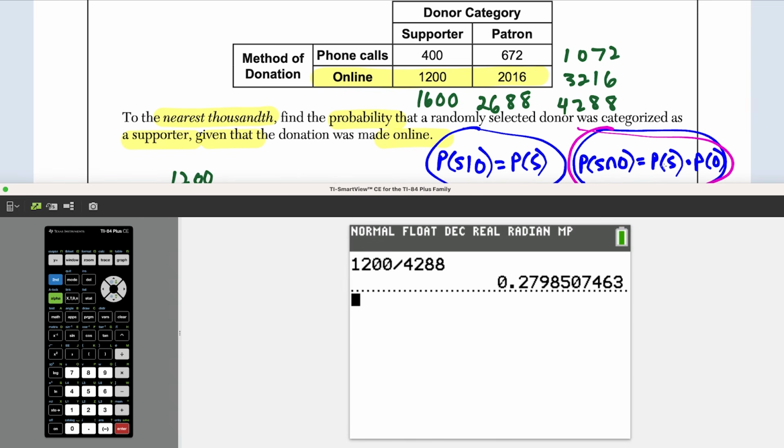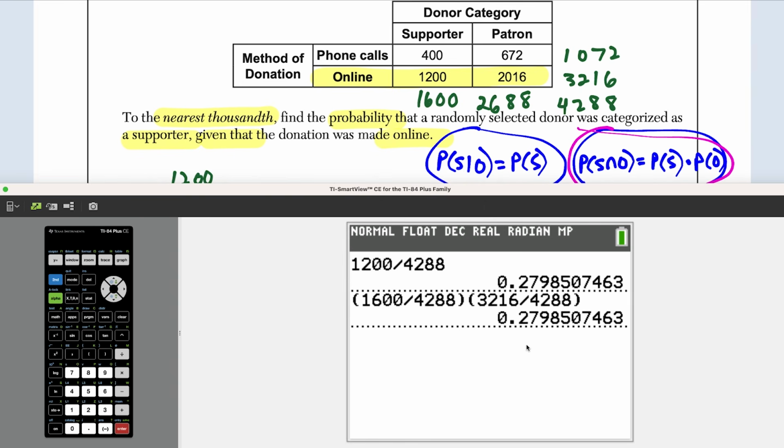And now to verify, what is the probability of S? What is the probability of somebody being a supporter? That we could just type in parentheses. That would be 1,600 because there's 1,600 supporters out of there's 4,288 in total. And we're going to multiply that by the probability of someone donating online. Well, there are 3,216 people that donated online out of how many total? There were 4,288 people in total. So now we multiply those probabilities together to see what we get, and notice that we get a match here. So because this equation holds true, we could say that these events are independent, that someone being a supporter and donating online are independent of each other.